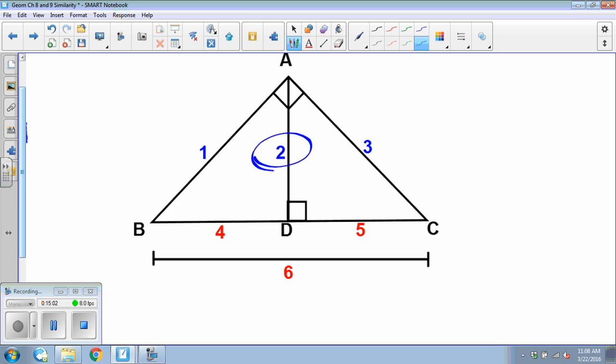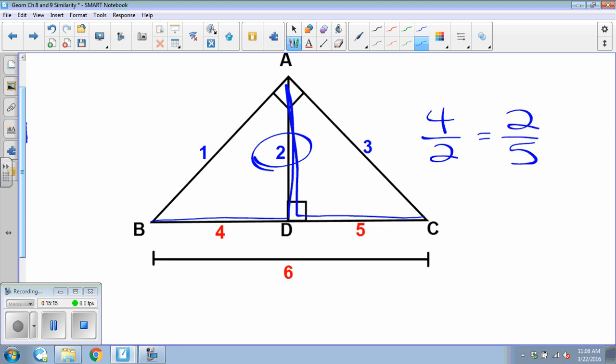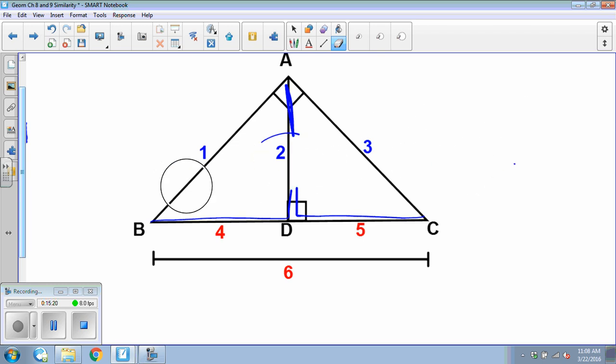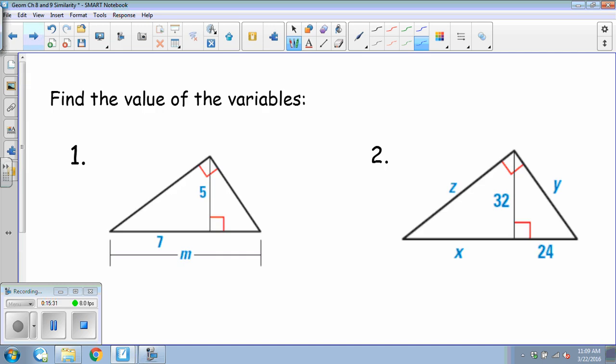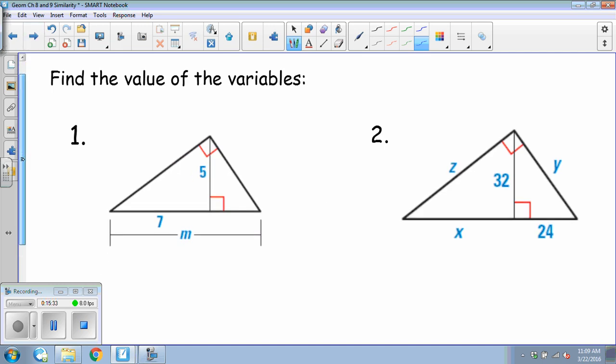Now, if I need to find this one. Yes, Mary Jane. 4/2 equals 2/5. Very good. 4/2 equals 2/5. Get it? Okay. So does everybody think they understand these patterns now? That's the only 3 patterns. Okay? Any questions? So let's look at a problem now. Look at a couple of problems.